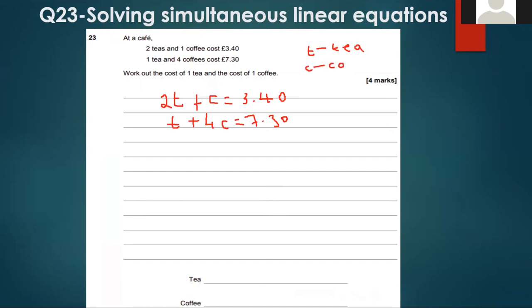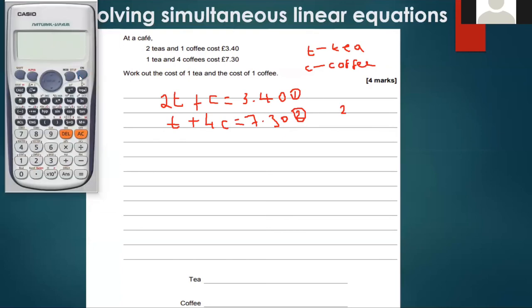Now I've got a pair of simultaneous equations, and I can label this equation 1 and this equation 2. I'm going to multiply equation 2 by 2, and the reason for that is going to become clear in a moment when we look at our algebra. The first equation stays the same. The second equation is multiplied by 2. So t times 2 is 2t, and 4c times 2 is plus 8c.